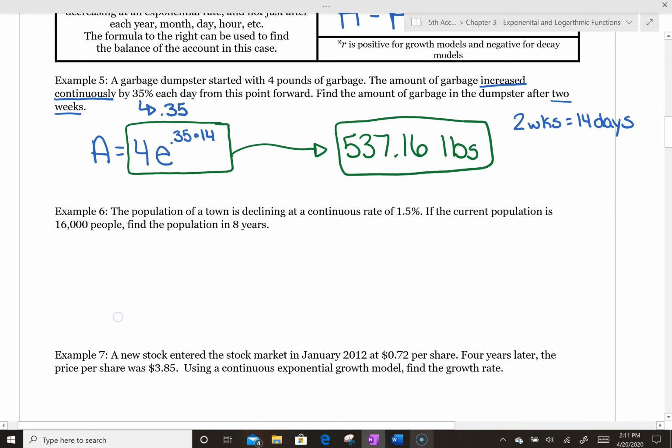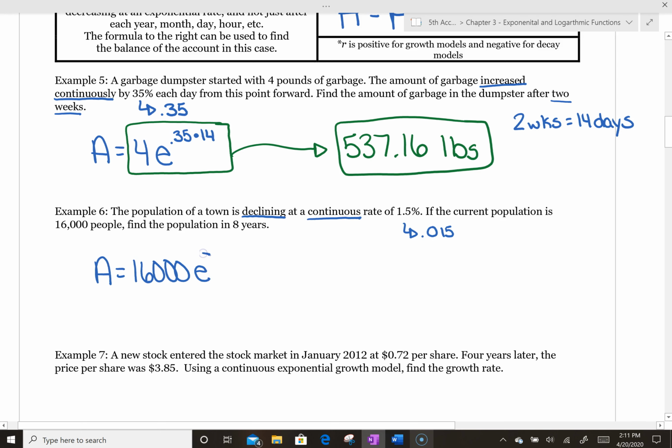Example 6, the population of a town is declining. So this is going to be a decay at a continuous rate of 1.5%. So remember, move the decimal twice, so 0.015. If the current population is 16,000, what's the population in 8 years? So again, we're wanting to find that capital A. So we're starting with 16,000.